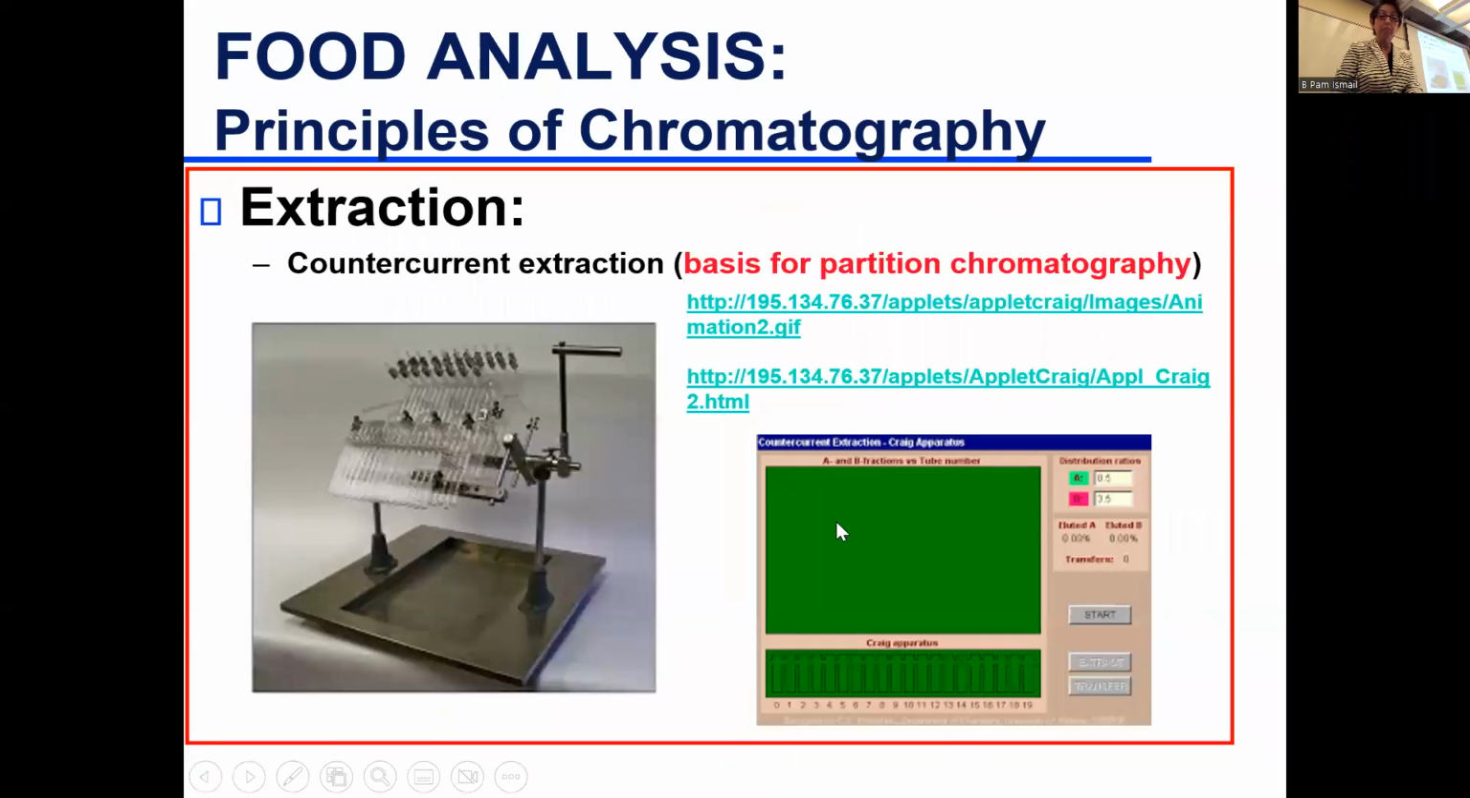Okay. So this is basically the unit, the different tubes, shaking and the transfer into the next tube. The more tubes you have, the better separation you get. Okay.